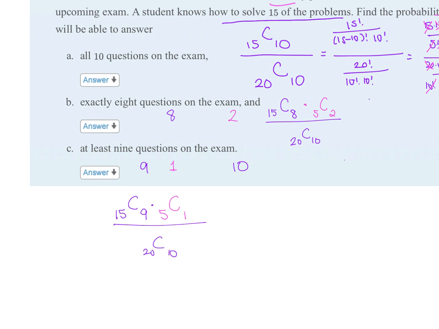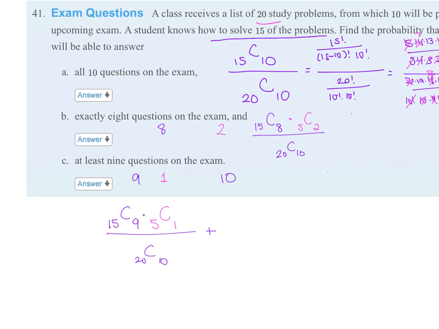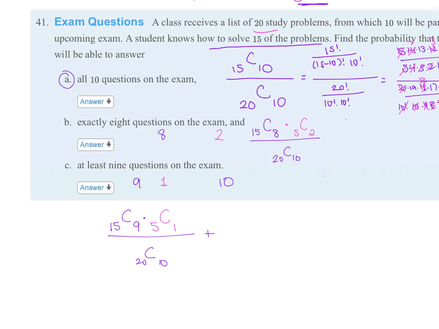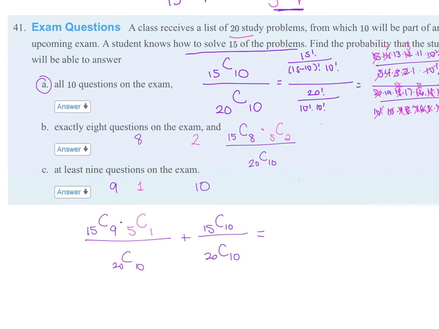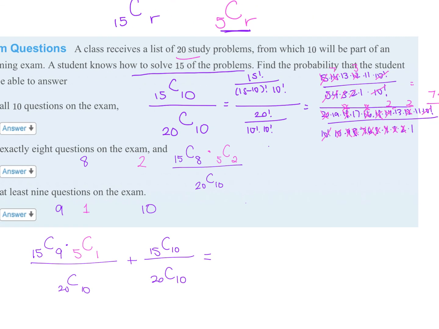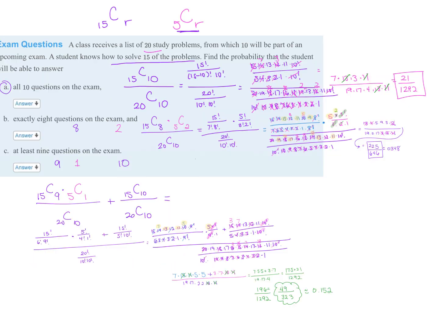Then we also have to include 10 questions on the exam. So it's going to be the first one we did with the A. So then it's going to be 15 choose 10 out of 20 choose 10. And that's how we find the probability the student can answer at least 9 questions on the exam. So I'll go ahead and do the math for this. I'll pause the video and then give you the answers.